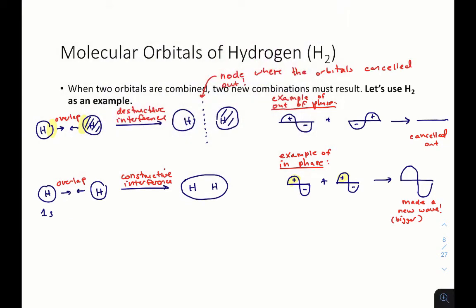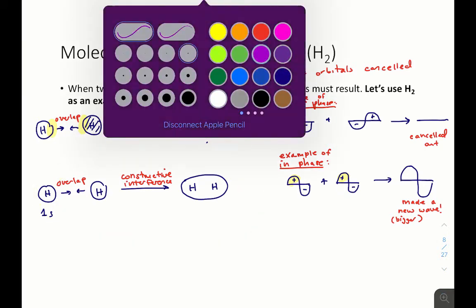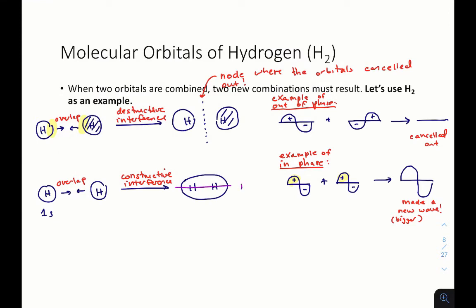What are these orbitals called? Well, the orbital that results from constructive interference, we know what that's called already. That's called a sigma orbital. There is cylindrical electron density around the bond axis.